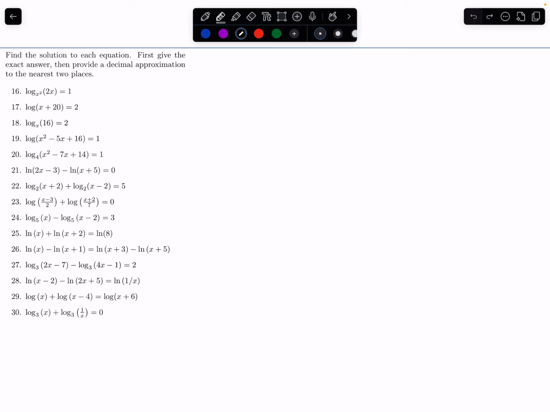Number 16. Let's read the directions first. Find the solution to each equation. First, give the exact answer. Then provide a decimal approximation to the nearest two places. So it's kind of similar to last time.